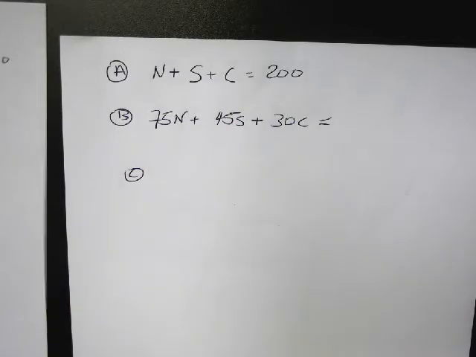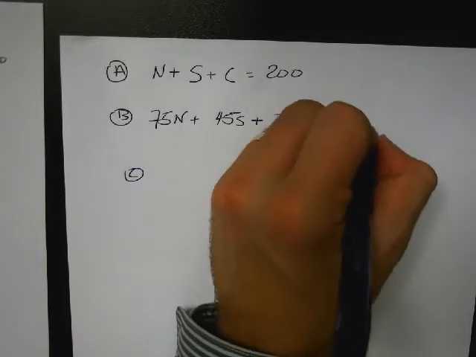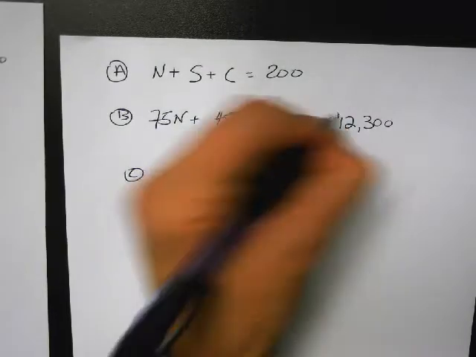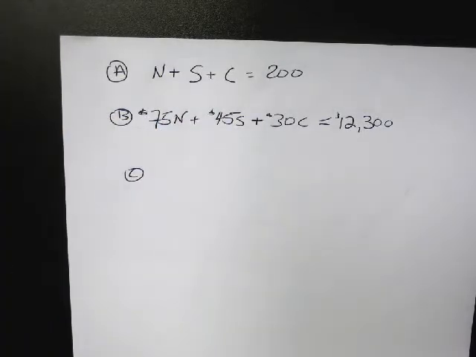And all together, it said in the problem, the total purchases was 12,300, and these are all in dollar amounts. That's our second equation.